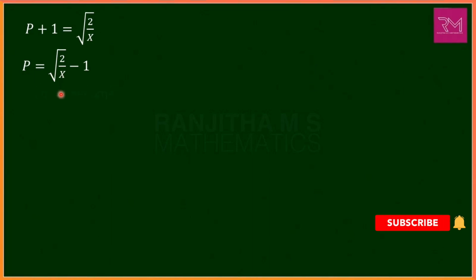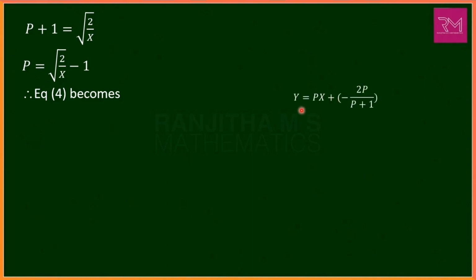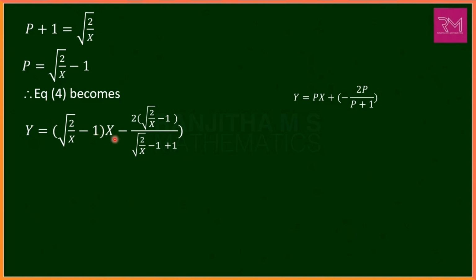Once you obtain the value p, you have to substitute the p value in equation 4. Equation number 4 is y is equal to px plus of minus 2p by p plus 1. Substitute p value over here. We get y is equal to px, that is p is square root of 2 by x minus 1, into x, minus 2 into p is square root of 2 by x minus 1, divided by p is square root of 2 by x minus 1 plus 1. Here minus 1 plus 1 gets cancelled.